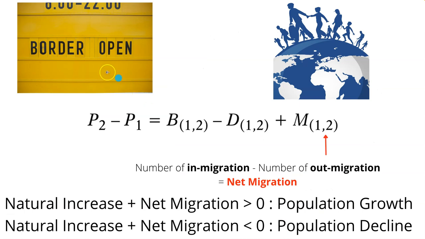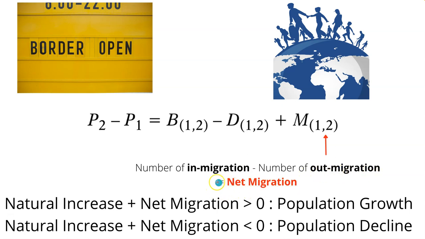However, we have open borders in our society. So the population change is based on the relationship between the number of births and the number of deaths and the migrations. So the number of in-migration, for example, is the increase of population, minus the number of out-migration, which are people getting out, leaving that area in that period of time. So the difference between in-migration and out-migration is the concept of net migration.